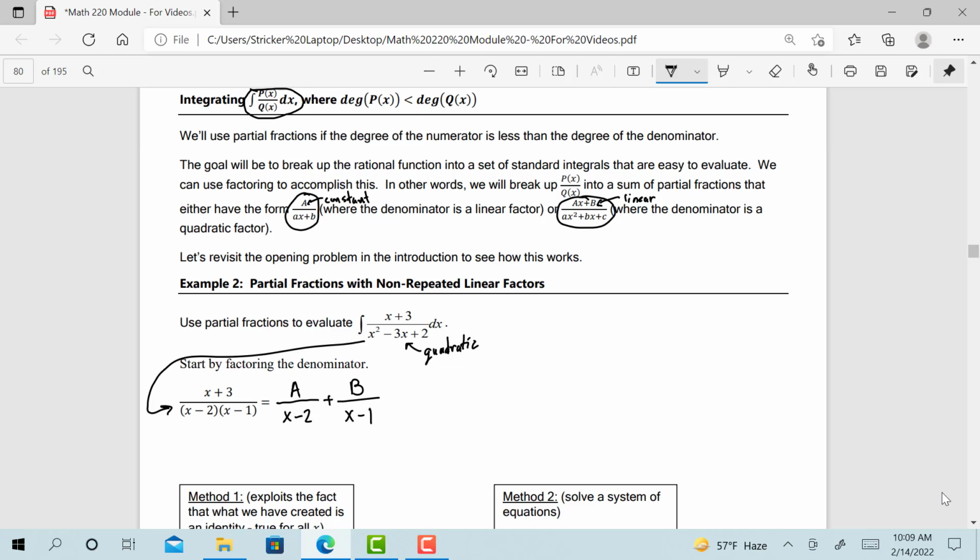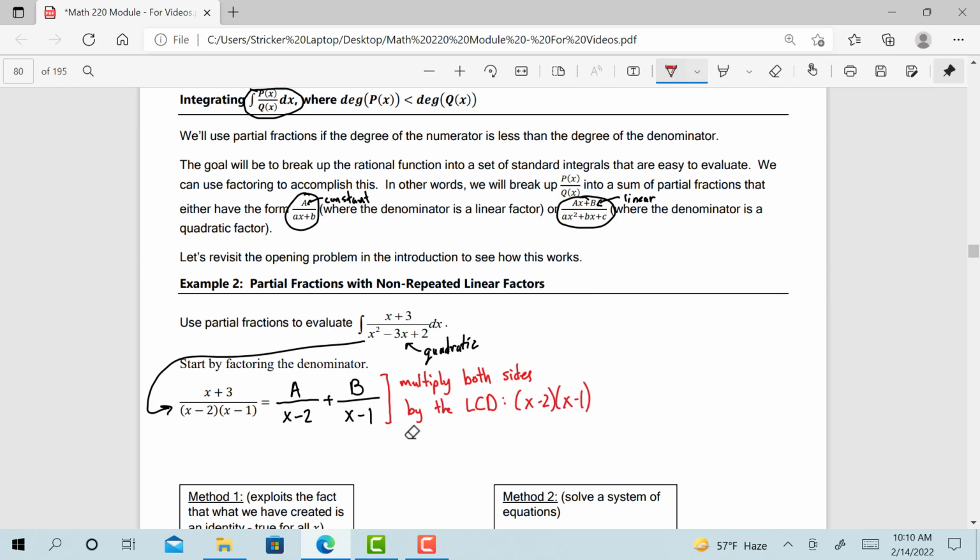And what we always want to do, once we have done that decomposition, is multiply both sides by the least common denominator. Let's go ahead and make a note of that. Multiply both sides by the least common denominator. Which of course in this case would be x minus 2 times x minus 1.